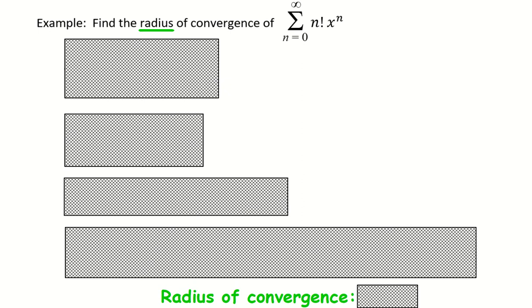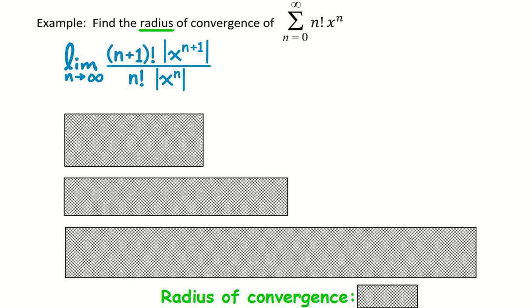How about this example? Find the radius of convergence. And once again, the ratio test, when there's factorials involved or x's, the ratio test is going to be one of your big go-tos, okay? So make a note of that.